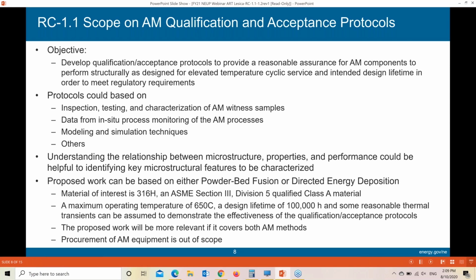The maximum operating temperature for 316H is 650 C with a 100,000 hour design lifetime. It would be advantageous if the proposed work could cover both of the AM methods, but it's not required. Also, procurement of additive manufacturing technology equipment is outside of the scope of this topic.